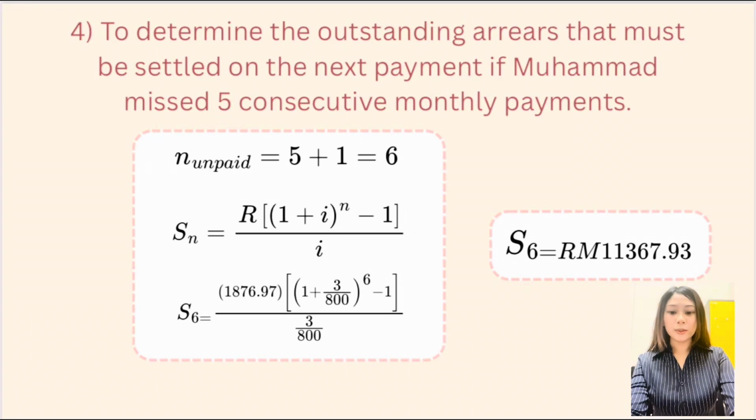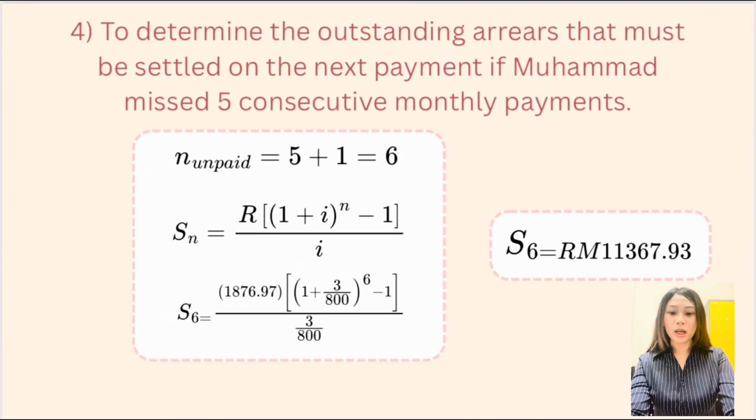Objective 4, to determine the outstanding arrears that must be settled on the next payment if Muhammad missed 5 consecutive monthly payments. Since he missed 5 payments and the next one is also due, we add 1, so the number of unpaid payments is 6. We use the future value of an ordinary annuity formula. S_n equals R multiplied by open bracket 1 plus i raised to the power of n minus 1 close bracket divided by i. We substitute the values.